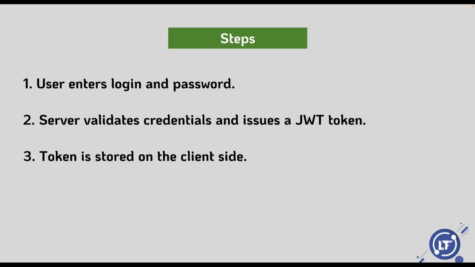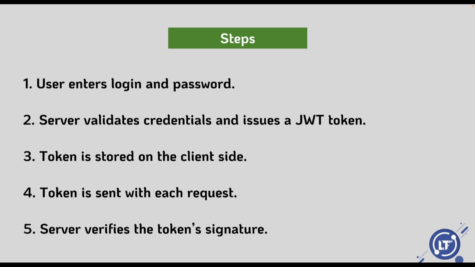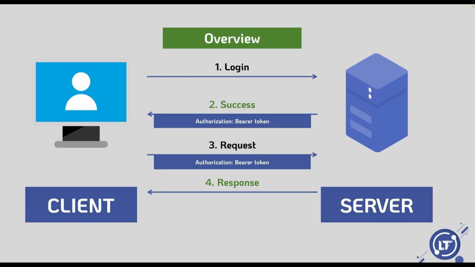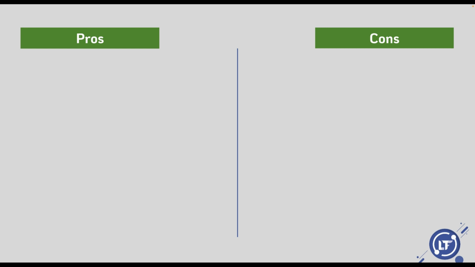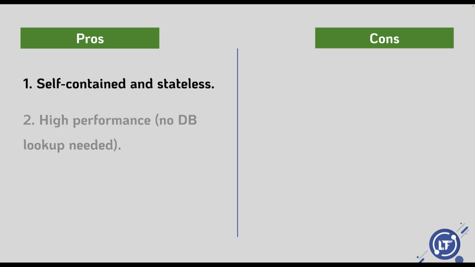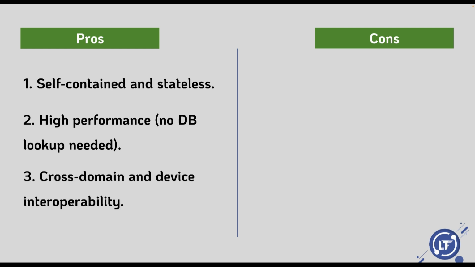So the token is stored on the client side and is sent with each request, and the server is going to verify the token's signature. A high-level overview looks something like this. Now, let's quickly look at the pros and cons of using JWT token authentication. Firstly, they are self-contained and they are stateless. They have high performance since there's no need to do any database lookup, and there's cross-domain and device interoperability. That means it doesn't matter what the client is, whether it's a web app, a mobile app, a desktop app, and so on, JWT is still a nice choice.